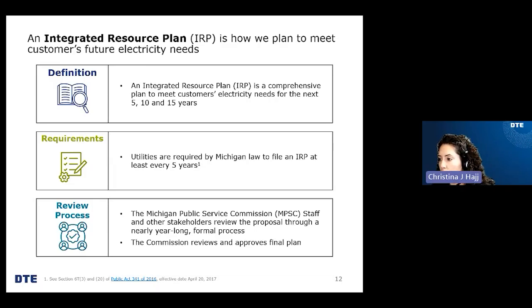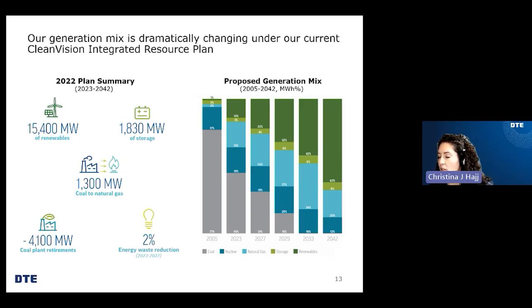The proposed plan is reviewed by various stakeholders, including the Michigan Public Service Commission, the regulator that oversees energy companies like DTE in the state of Michigan. The IRP process is a formal, nearly year-long review process before the commissioners may approve the final plan. DTE filed its first IRP in accordance with Michigan state law in 2019.